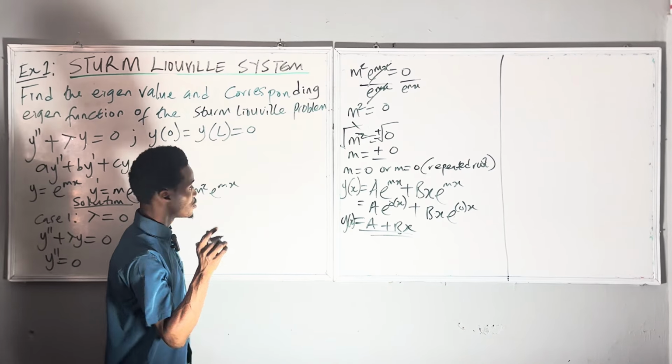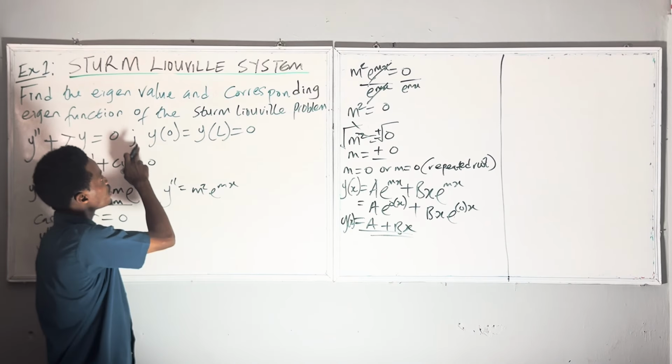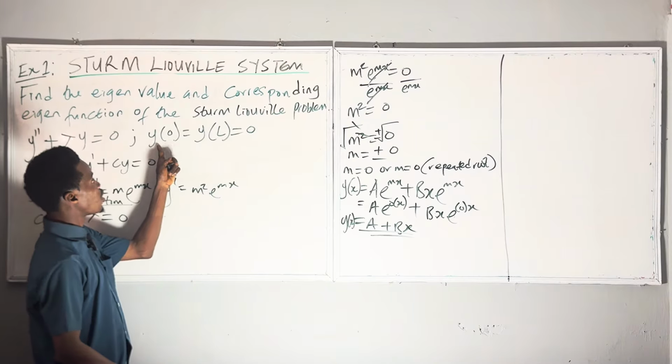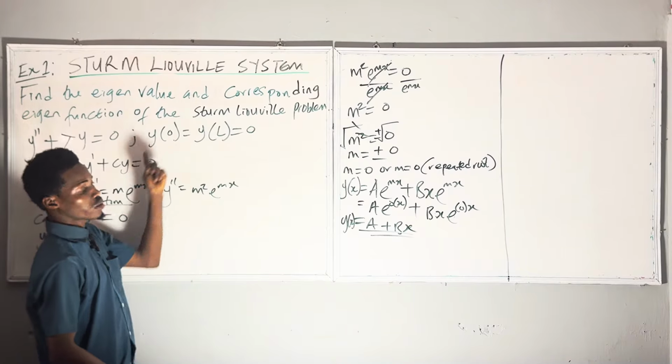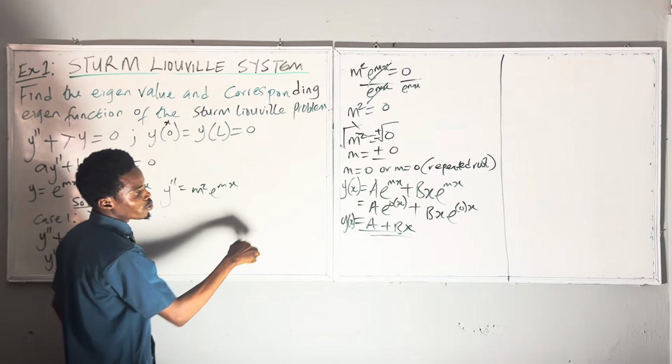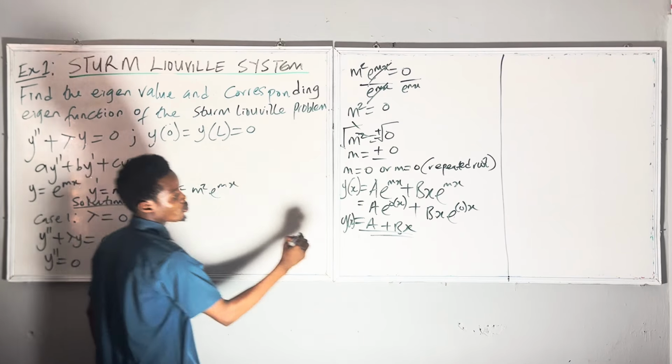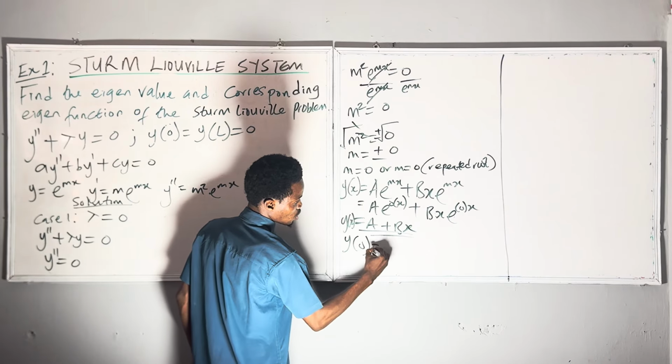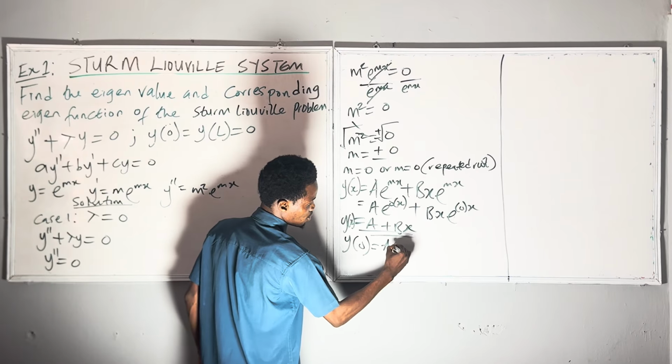So we have been given y of 0 is equal to y of n is equal to 0. This is the boundary problem, boundary condition. It means we are going to test when y of 0 is equal to 0. What are we going to get? Whenever I see x, I put 0. I'm going to have y of 0 is equal to A plus B times 0.